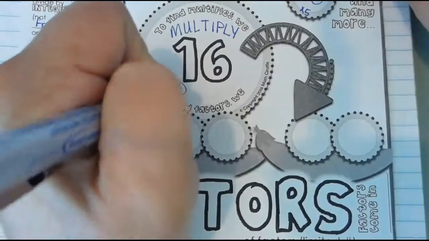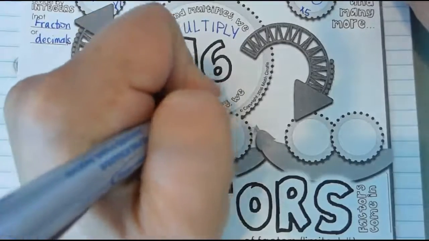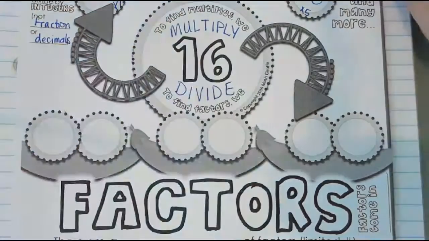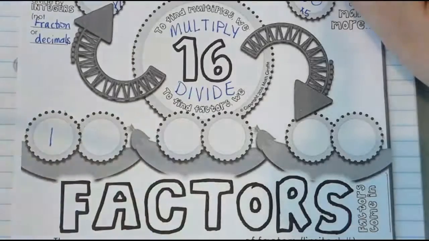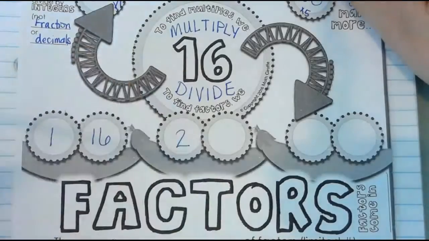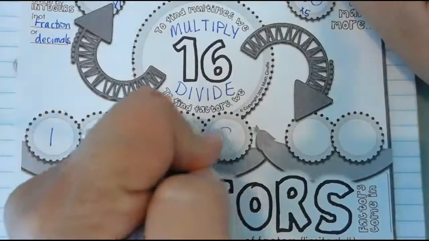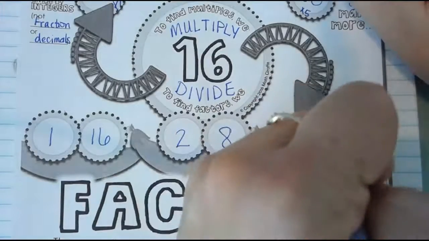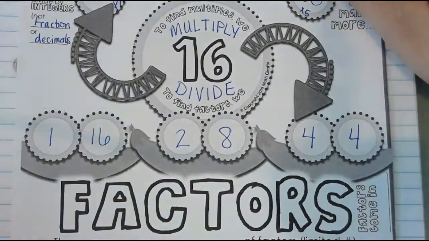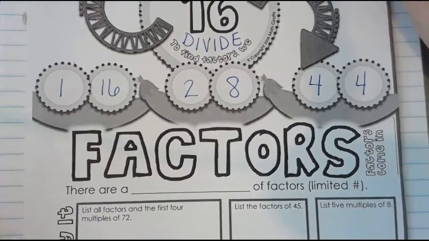Now, to find factors, those are two numbers when multiplied together that give us 16. We divide. Two numbers, I always like to start off with 1. 1 times the number itself, so 1 times 16. Since it's an even number, I know it goes 2. 2 times 8 equals 16. And 4 times 4. Those are the factors, the two numbers when multiplied together that give me the answer of 16.